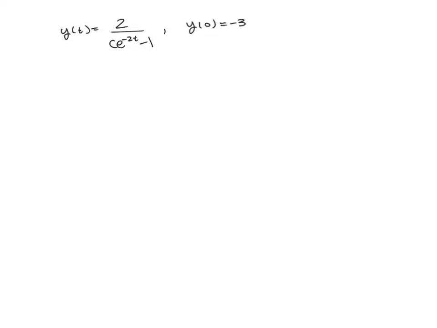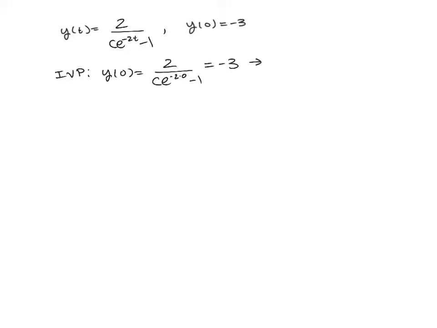Okay, so in the previous video, we showed that this function y of t satisfied the differential equation. The next step, of course, is to solve the initial value problem. So for this initial value problem, we need to make sure that when we substitute in 0, we get -3 out for our value of y. So y of 0 is going to be 2 over c times e to the -2 times 0 minus 1, and that must equal -3.